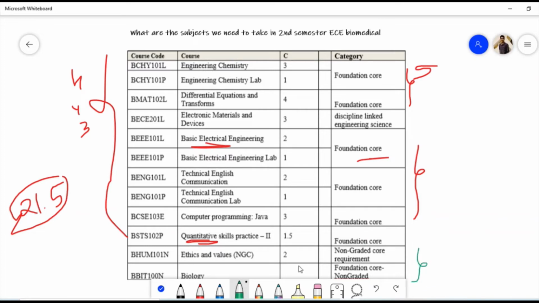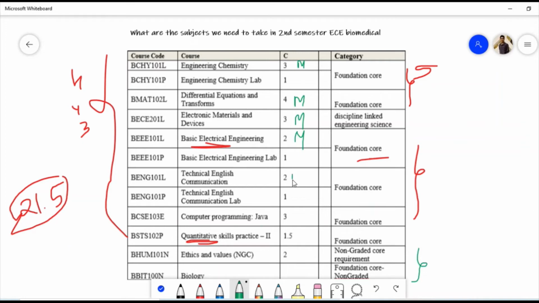Non-credit course means if you get very low marks, also no problem. Next, coming to whether it is mandatory or not. So it is a mandatory course only. I'm indicating with the M. It's a mandatory course we need to take in this semester only. This one is also a mandatory course. This one also mandatory. M is mandatory, compulsory course.